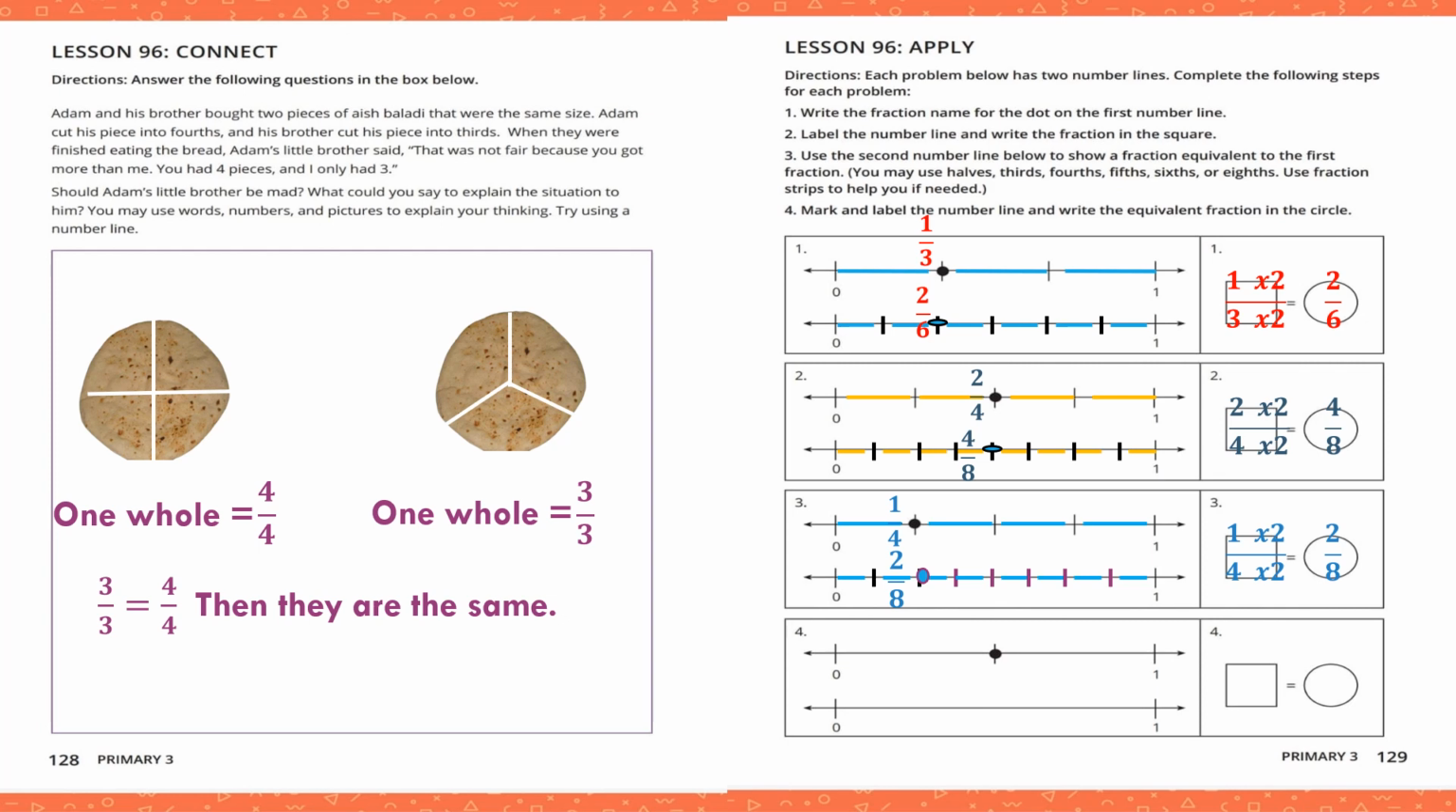By the same way, we have here 2 equal parts. So this means 1 over 2. So I will multiply the numerator and the denominator by 2. 1 times 2 equals 2 over 4. So I will divide this into 4 equal parts. 2 over 4 here. 1 over 4, 2 over 4.